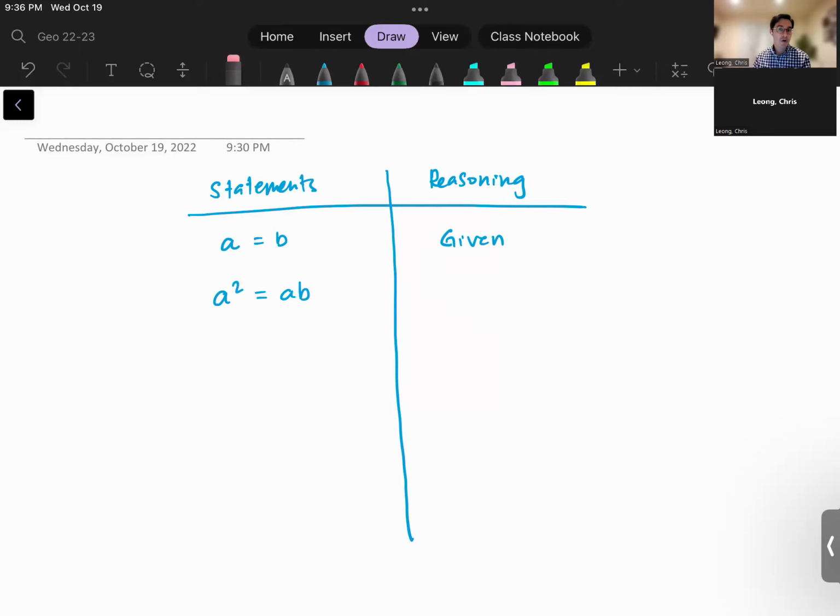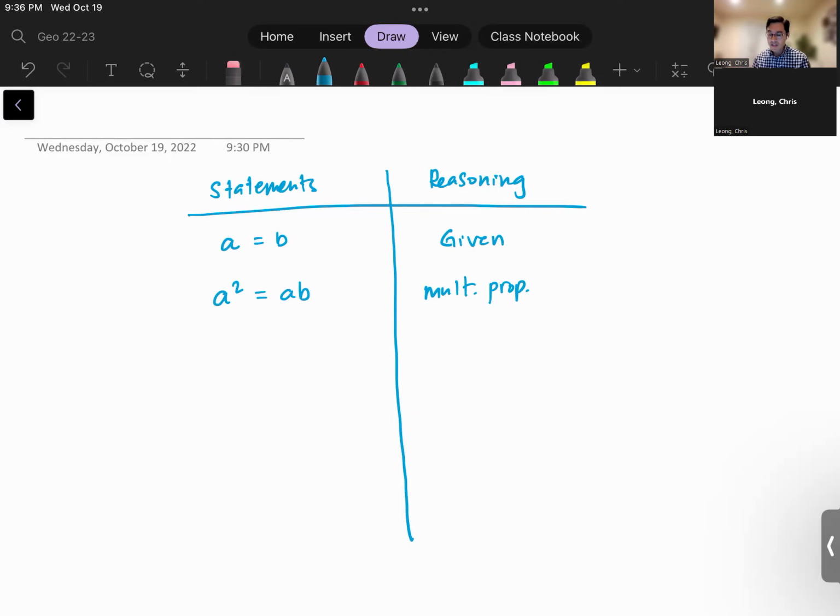So I erased my work, but you saw what I did. I multiplied both sides by the same amount. So I can now write that the reason why this second statement exists is because of the multiplication property. More specifically, it's the multiplication property of equality, but for short, I'm just going to write the multiplication property.